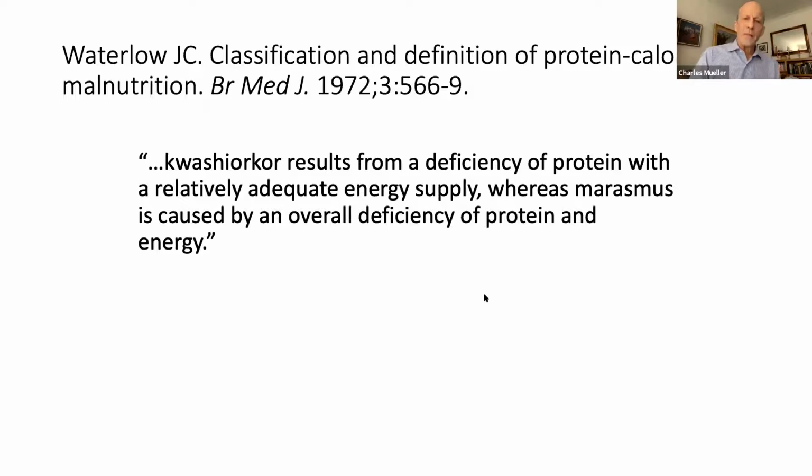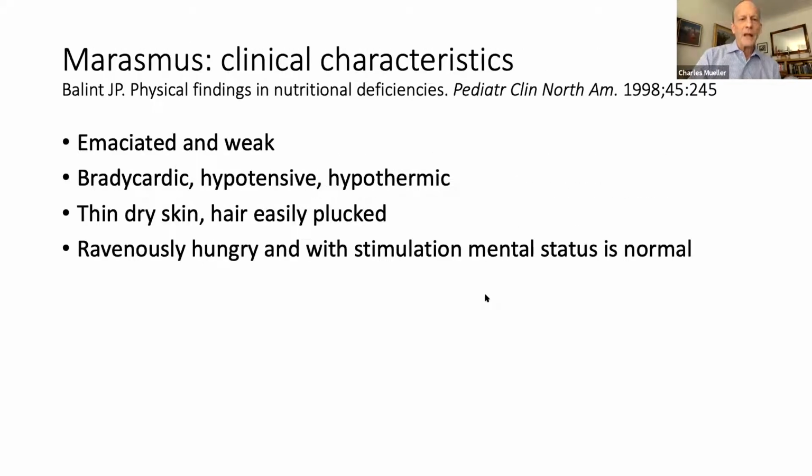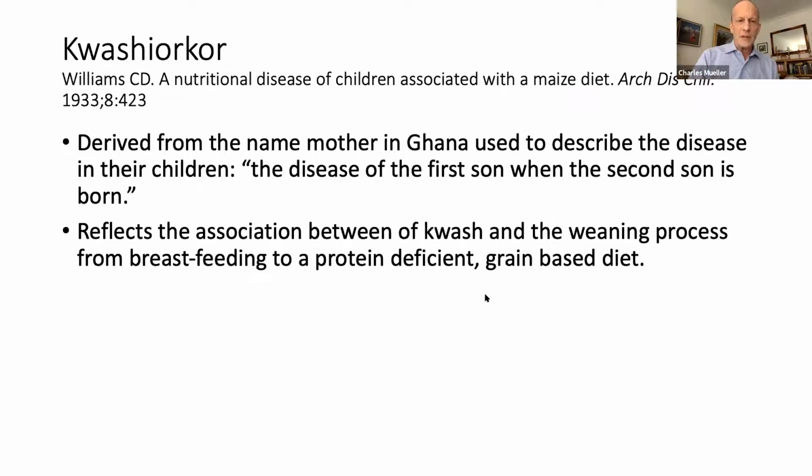And this is from 1972, British Medical Journal. Kwashiorkor results from a deficiency of protein with relatively adequate energy supply, whereas marasmus is caused by an overall deficiency of protein and energy. The clinical characteristics of marasmus are emaciation, weak, bradycardic, hypotensive, low temperature, dry skin, ravenously hungry with normal mental status. So hunger is present with marasmus.